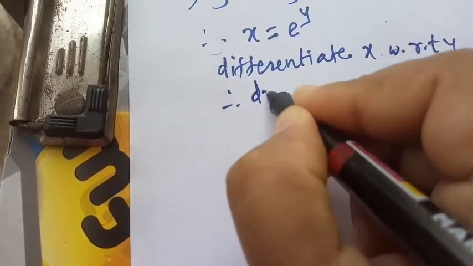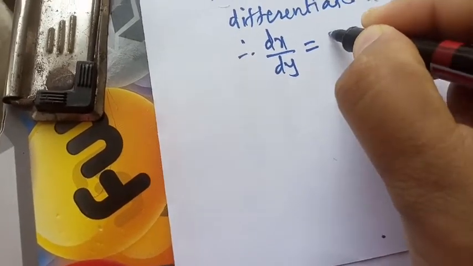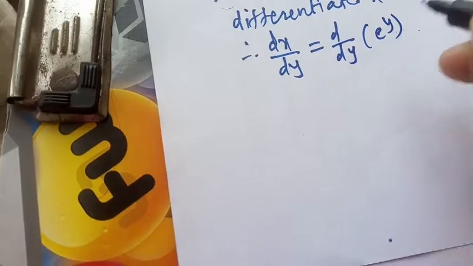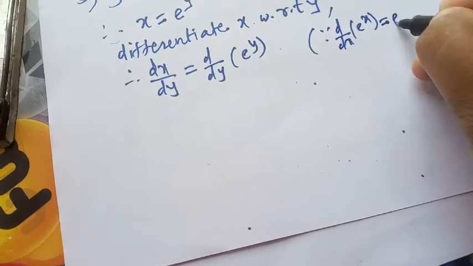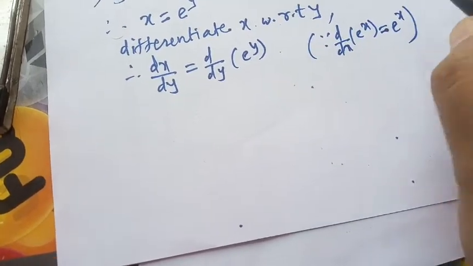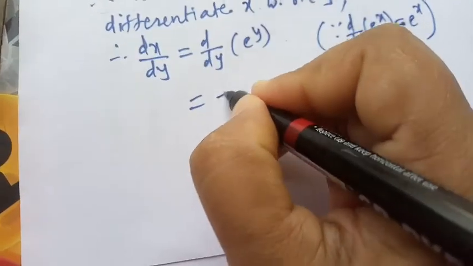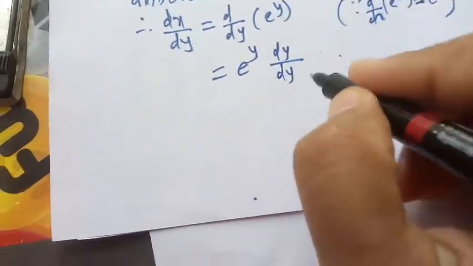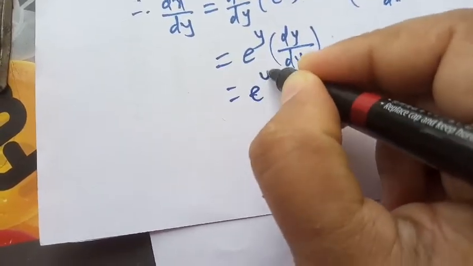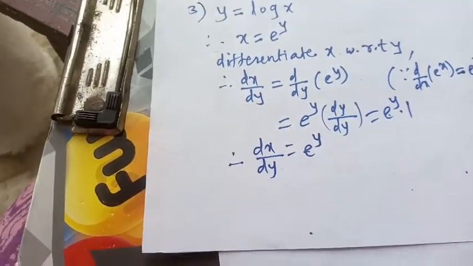Therefore dx upon dy is equal to d by dy of e raised to y. But we know that d by dx of e raised to x, that is its derivative is e raised to x, and again d by dx of x, that is 1. Therefore we get e raised to x. So here d by dy of e raised to y, that is e raised to y, and again d by dy of y, that is 1, and therefore e raised to y into 1, that is we will get e raised to y, that is dx upon dy is equal to e raised to y.